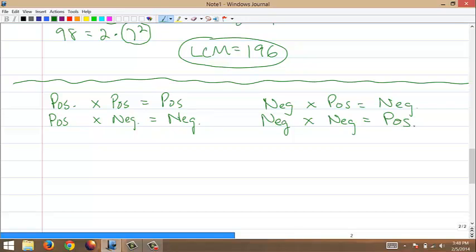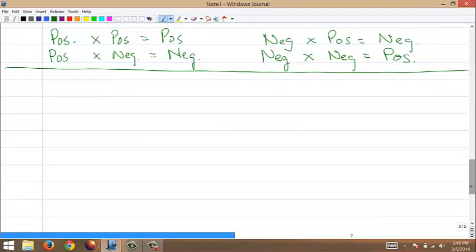So the hardest part, I think, about addition and subtraction was trying to figure out what sign I end up with and things like that. And as long as we remember these 4 rules, the sign shouldn't be any issue whatsoever. In that case, all we're trying to do is just keep track of what the multiplication is, and you can use your calculator, of course, to help you with things like that.